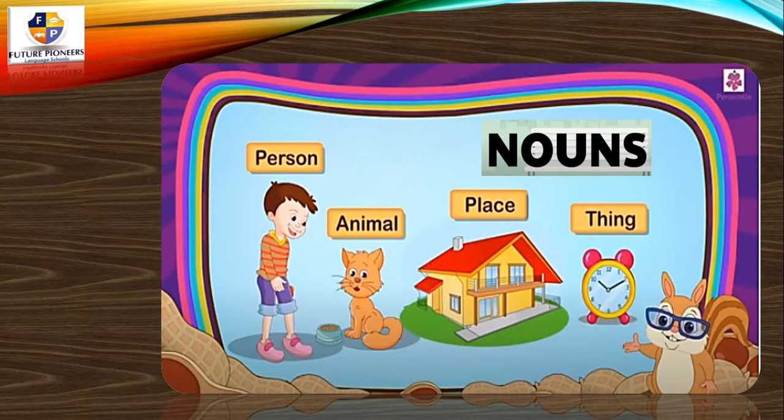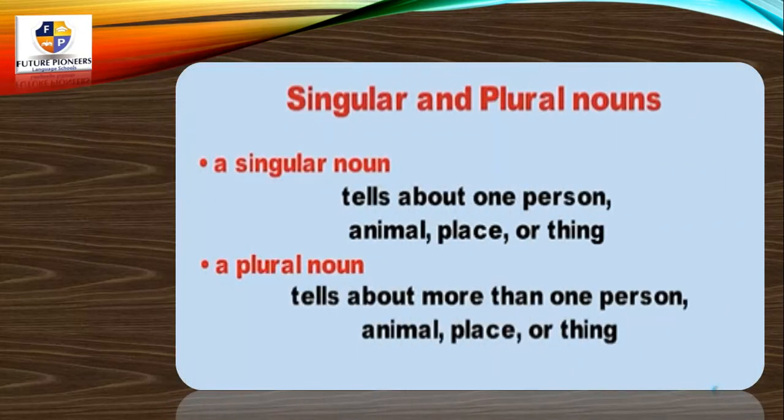Let's remember together, what are nouns? Nouns can be a name of a person, an animal, a place, or a thing. And we have singular and plural nouns. A singular noun tells about one person, animal, place, or thing.